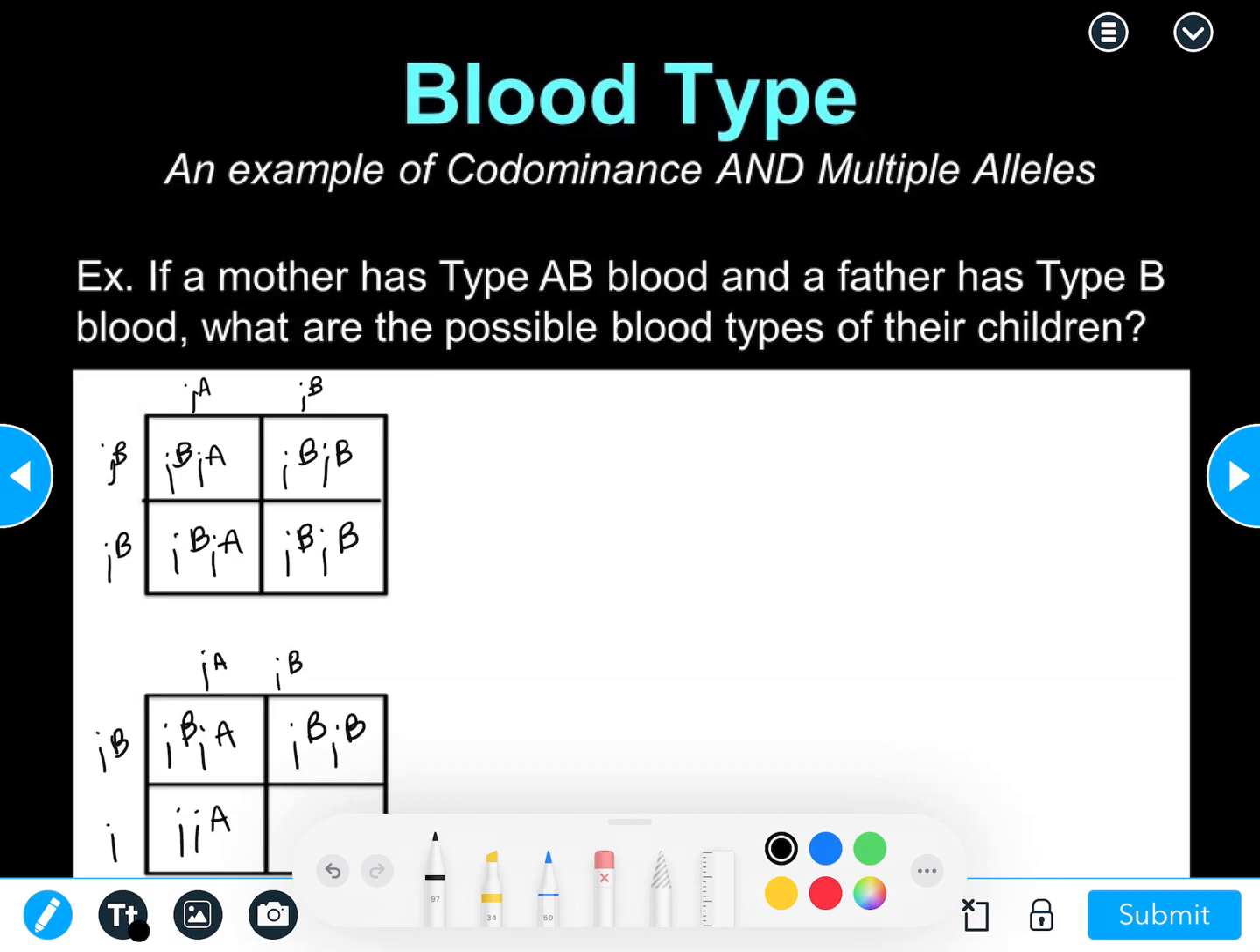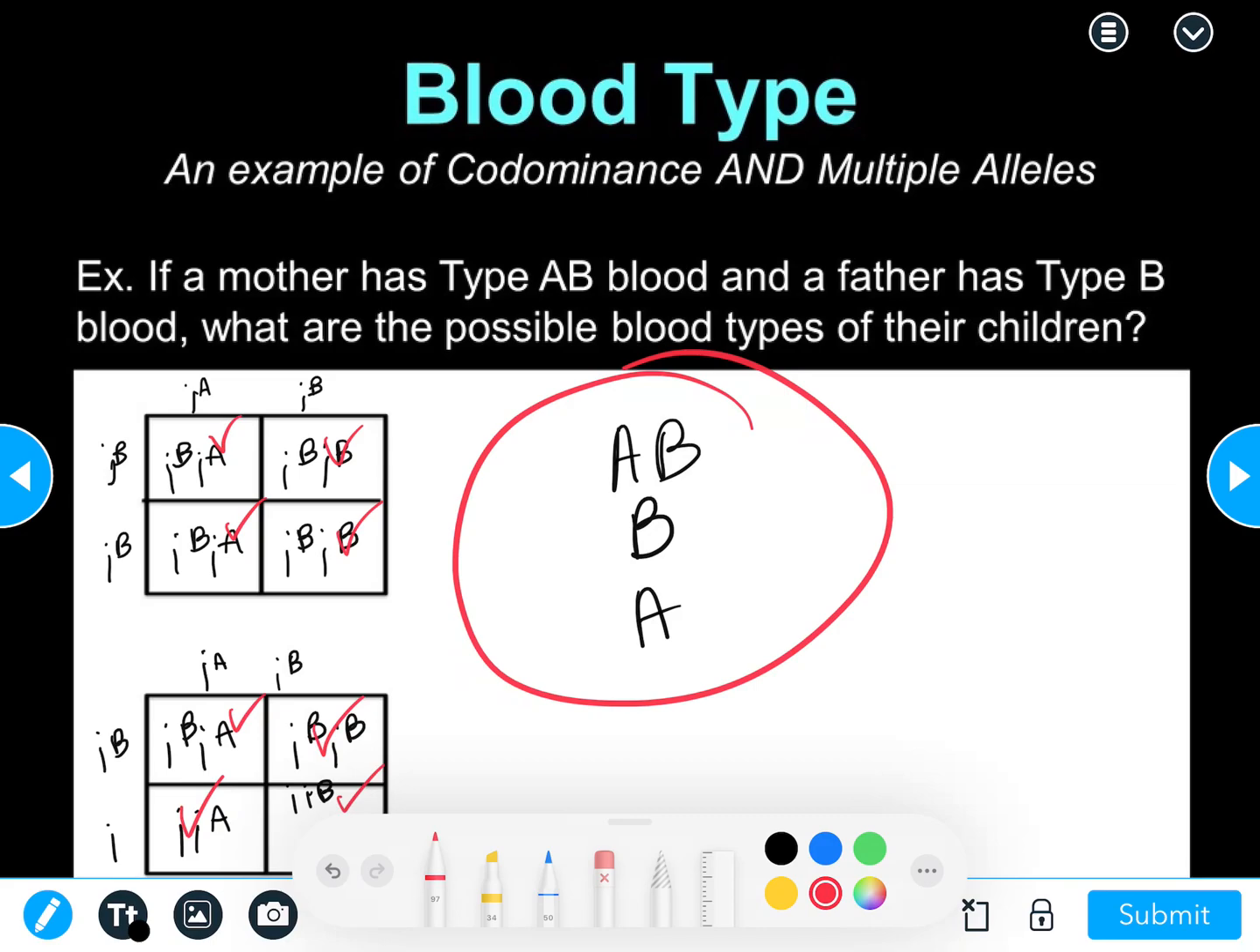In that situation, you just leave it blank because there's no antigen present. So all the possibilities are, we can have AB blood, here, here, here. We can have B type blood. So we see that here, and here, and here, and here. And we can have A type blood because we see that here. So we can get these 3 types of blood from crossing those parents.